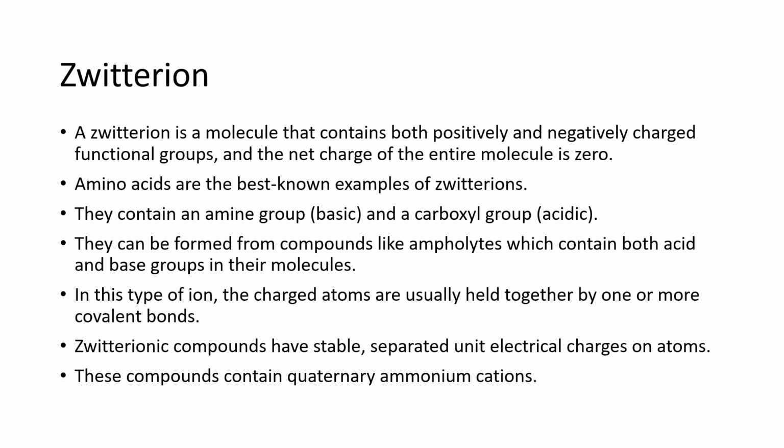Amino acids are the best known examples of zwitterions. They contain an amine group and a carboxyl acidic group. They can be formed from compounds like ampholytes, which contain both acid and base groups in their molecules. In this type of ion, the charged atoms are usually held together by one or more covalent bonds. So zwitterions are held together by covalent bonds. Very important to remember: they contain an amine group and a carboxyl group, and amino acids are the best example of zwitterions.